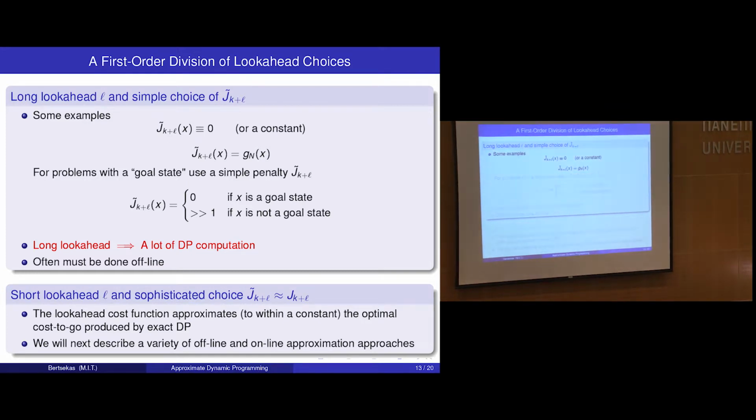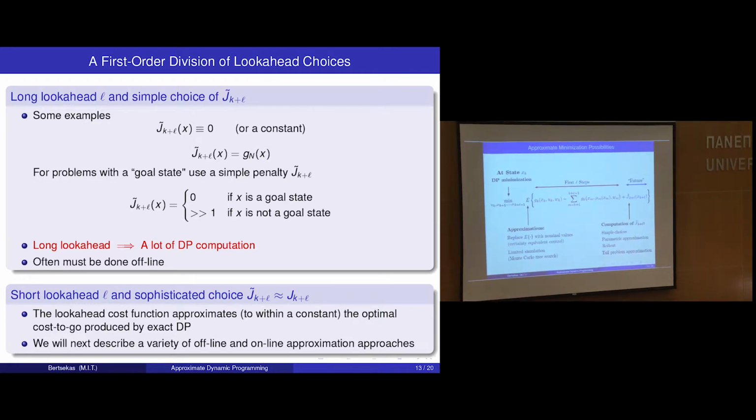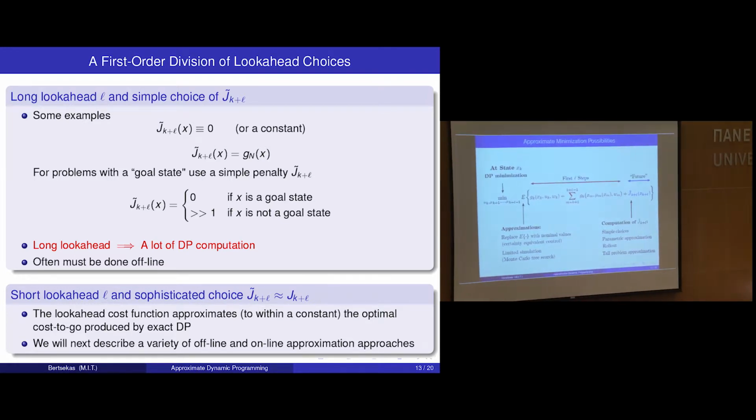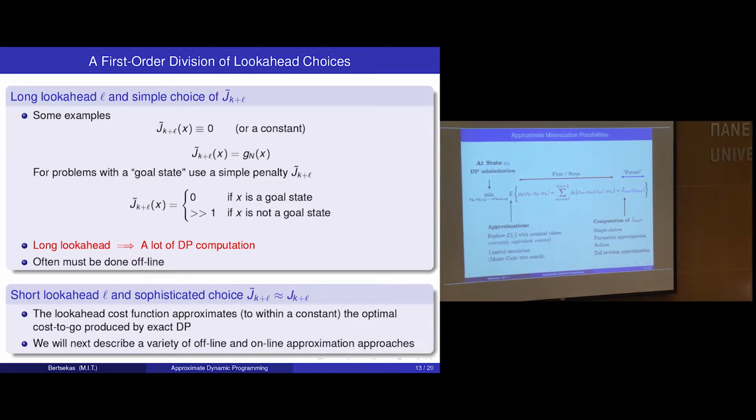Okay, so this is the picture that we're trying to complete, and we're focusing on one of those approaches. We're going to focus on one of those approaches for computing J tilde, which is parametric approximation.